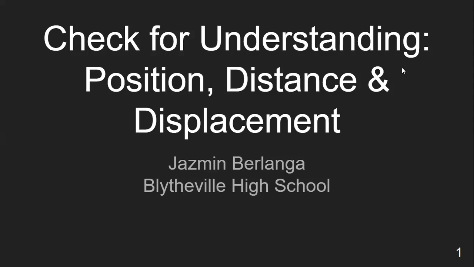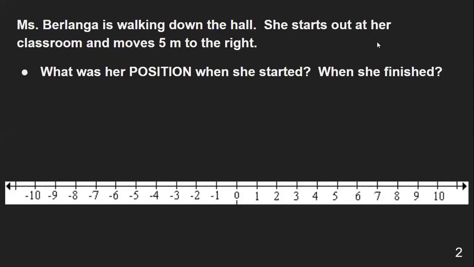So first thing I'm going to do is give you all a problem. This is kind of like a word problem that you would see in math. So Miss Berlanga, me, I'm walking down the hall. I started at my classroom and then I moved 5 meters to the right. So the question is, what was my position when I started? And what was my position when I finished? Take a look at this number line right here and pause the video and see if you can figure out where would be a good place for me to start on this number line and where would be a good place for me to finish.